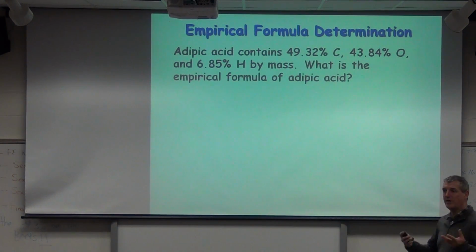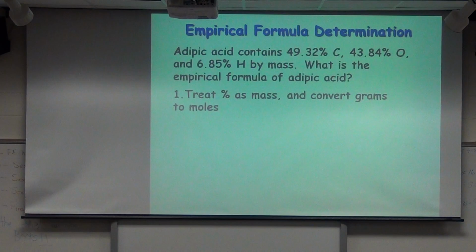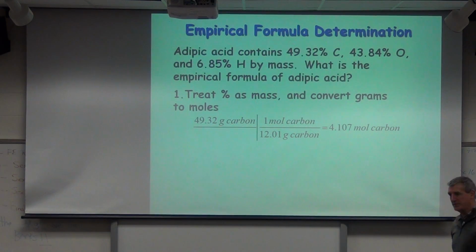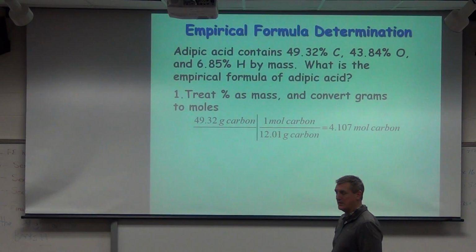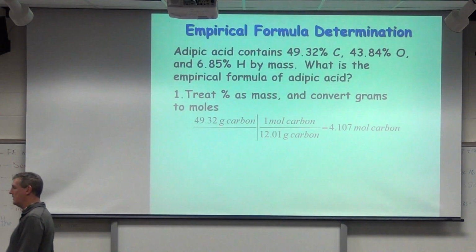So if we assume that we have 100 grams of adipic acid, 49.32 of those grams would be in the form of carbon, 43.84 of those grams would be oxygen, and the 6.85 would be hydrogen. So wherever you see a percent sign, you're going to replace it with grams. So we'll start out with carbon, 49.32 grams of carbon. And we do the one-step conversion to get those grams of carbon into moles of carbon.